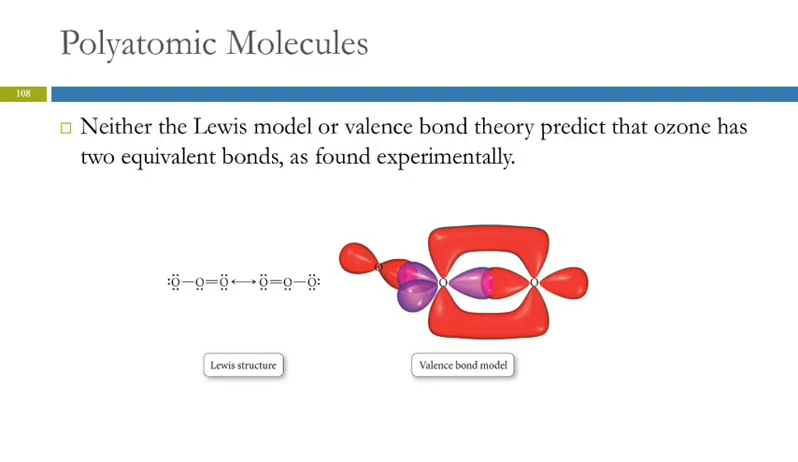So we looked at ozone a little bit. Here's a Lewis structure for ozone. We've got resonance. Lewis structure doesn't deal with resonance very well. Valence bond doesn't deal with resonance very well either, actually. So you draw the valence bond model for this, and you end up with this sigma bond here, and a sigma bond and a pi bond here. Neither of these is correct, because experimentally we find that ozone has 2 equivalent bonds. Right? They're like 1.5 bonds.